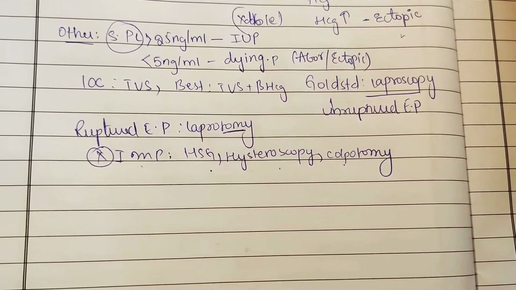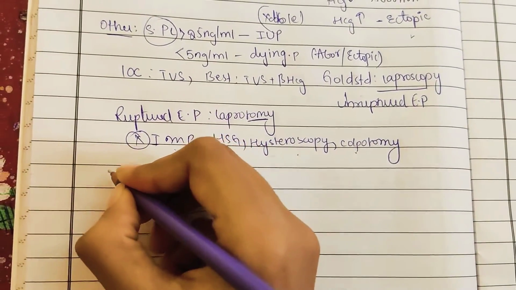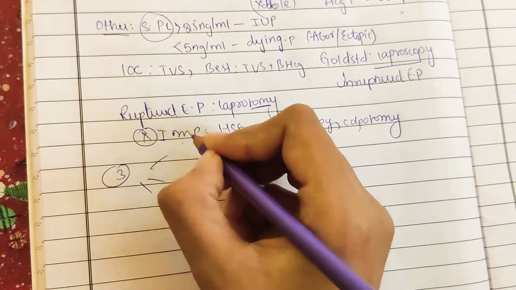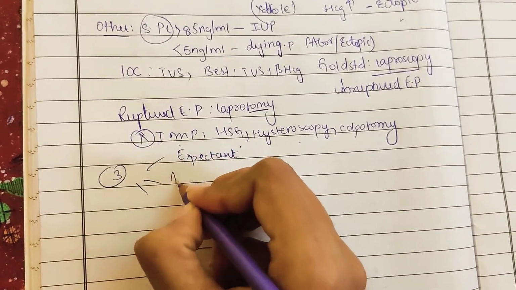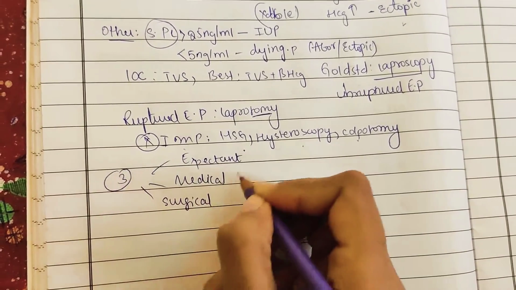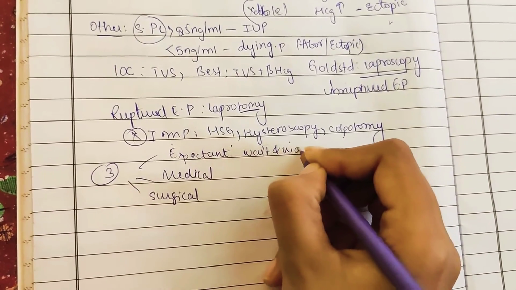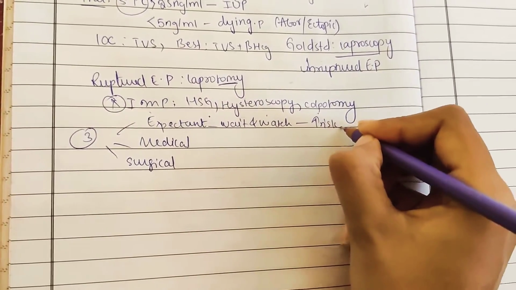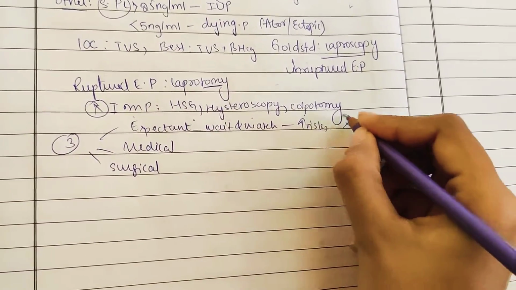Now coming to management of unruptured ectopic. Actually to manage this, you can manage the unruptured ectopic pregnancy in three ways. One is the expectant management, another is the medical management, third is the surgical management. In the expectant management, first you will wait and watch. But here the disadvantage is the risk of rupture increases because still it is unruptured. It may rupture. If you wait and watch you will know nothing, and it is not at all preferred.